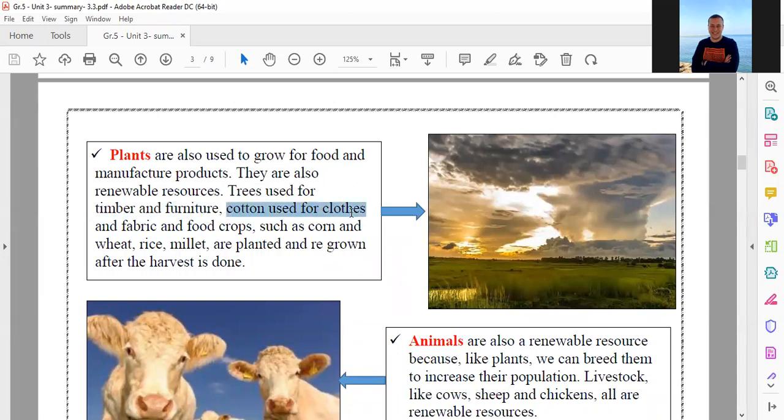The cotton is used for clothes and fabrics, and food crops such as corn, wheat, rice, and milk are planted and regrown after the harvest is done. So we use them frequently, and what we use is compensated or replaced by new plants, right?